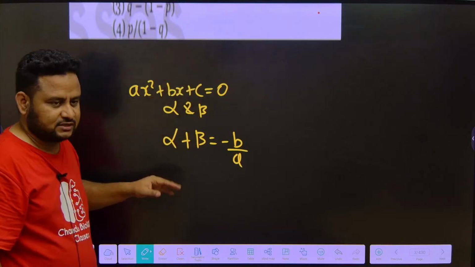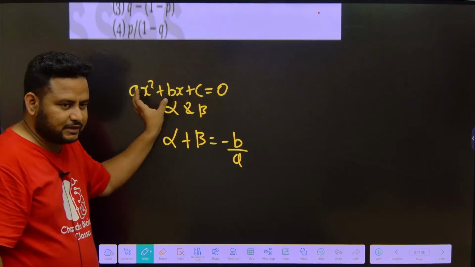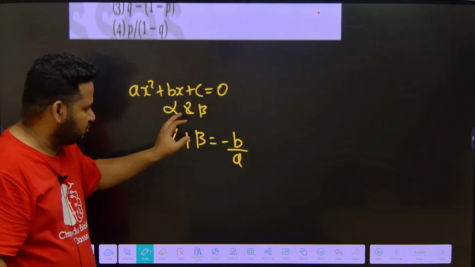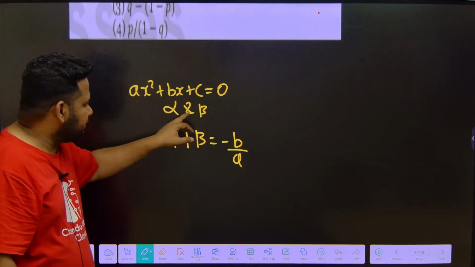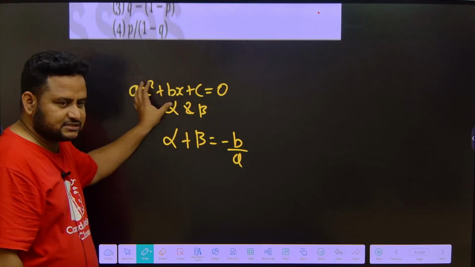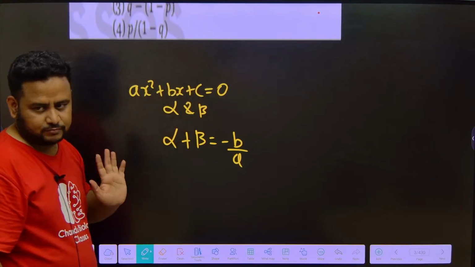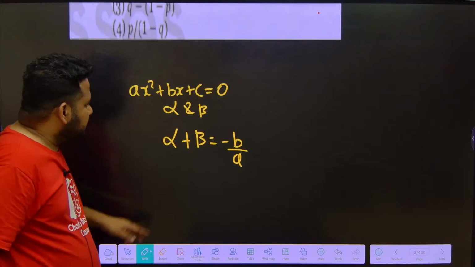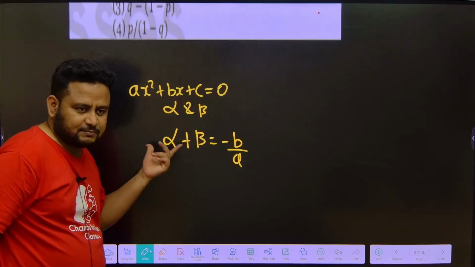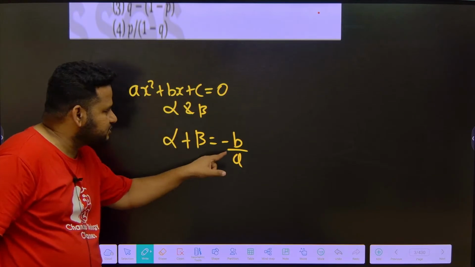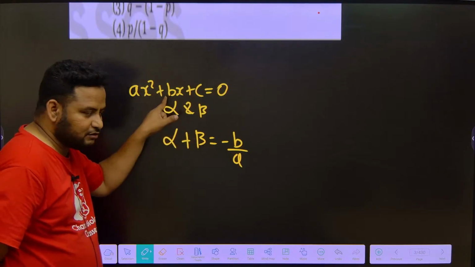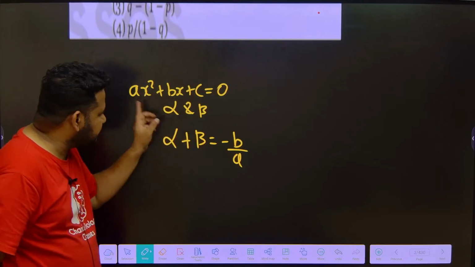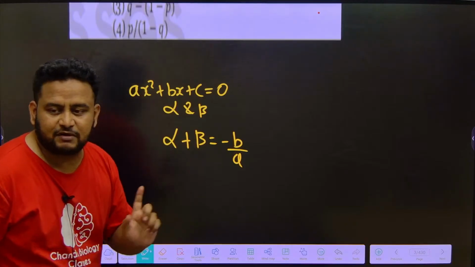Alpha and beta are roots of this equation. If I put alpha for x value, LHS and RHS will become equal to 0. If I put beta for x value, LHS and RHS will become 0 and 0. That is the meaning of roots of the equation. So here sum of the zeros, that is sum of the roots, alpha plus beta is equal to minus b by a. Whatever value is b, minus b by a is the answer. This is sum of the roots.